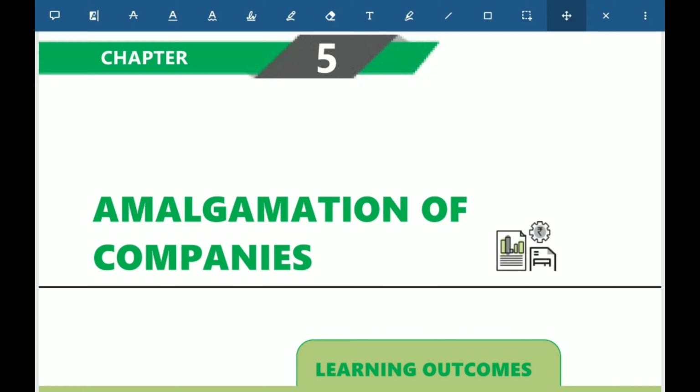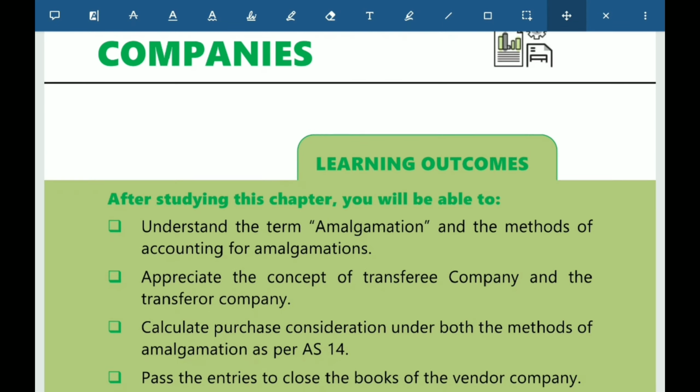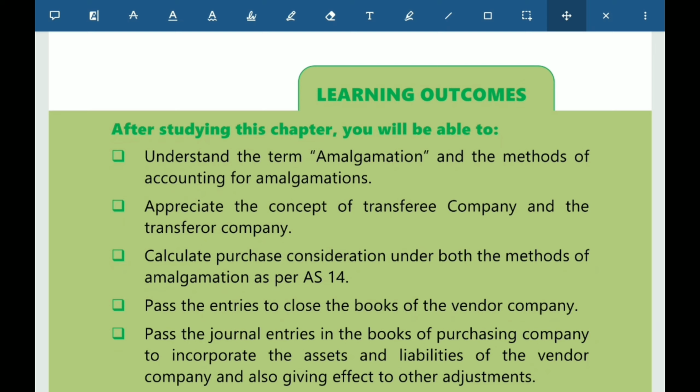Today our chapter is amalgamation of companies. If we understand the concept of amalgamation, we can easily do amalgamation problems. Okay? Conceptual learning is our main objective.